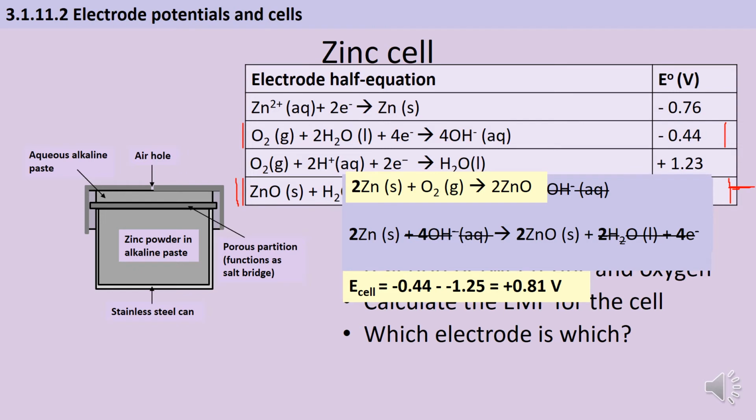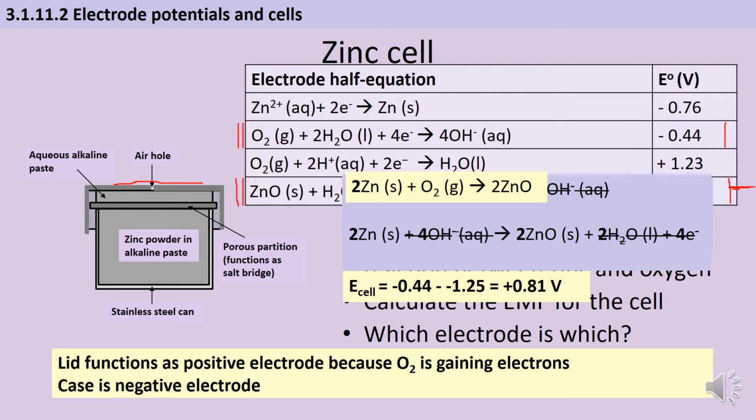Remember, your anode is going to be the site of oxidation and your cathode is going to be the site of reduction. So we've got our oxygen up here gaining electrons, reduction is gain, so that's reduction. So the oxygen needs to be in contact with the cathode, so our lid up here is going to function as the cathode. It's going to be the positive electrode. And then the case down here is going to be our negative electrode, our anode, because the zinc is being oxidized, it's losing electrons, and so when those electrons are absorbed by the electrode, it's going to make it negative overall.